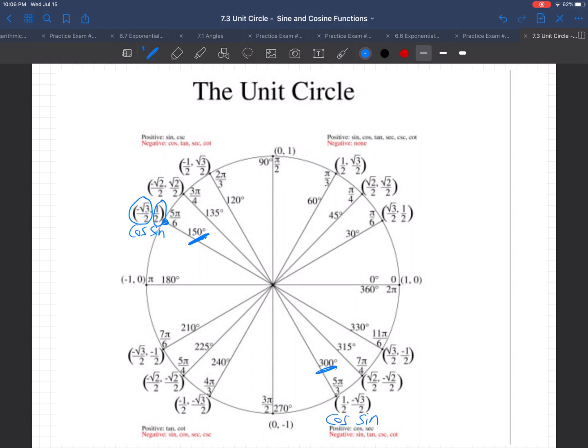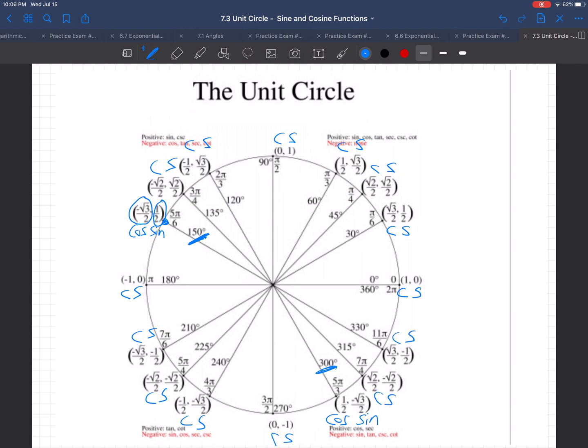Notice cosine always comes first. That's all the way around. Cosine first, then sine. Cosine, then sine. Cosine is the x-coordinate. Sine is the y-coordinate. So all the way around the unit circle, the cosine is the x-coordinate, and the sine is the y-coordinate.